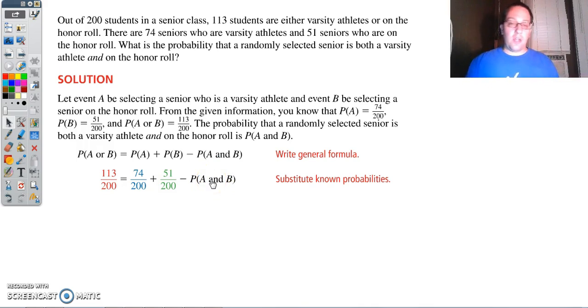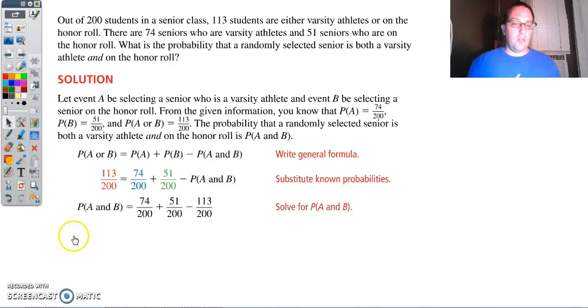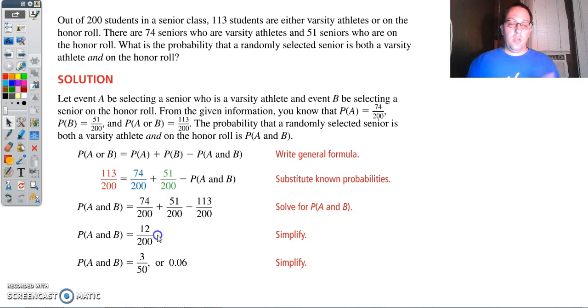Just like in any other algebraic equation, we want to get this probability of A and B, this missing term, by itself. So we add this to both sides. We subtract that just so that this can be positive. And there we go. So we have the probability is 74 out of 200 plus 51 out of 200 minus the ones that are either or, right? Which gives us 12 students out of 200 that are both on varsity and on the honor roll. Simplify that, it's 3 out of 50 or 0.06, so 6%. 6% of the graduating class is both varsity and honor roll.